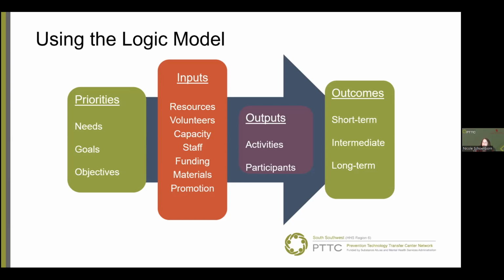And our outcomes are typically those more long-ranging things, and some people separate those into short-term, intermediate, and long-term. So that being said, this is a great way to help your communities tie what you're going to do in terms of addressing outcomes and statistical significance with the priorities in the community and with the resources that are available and the participants you have.